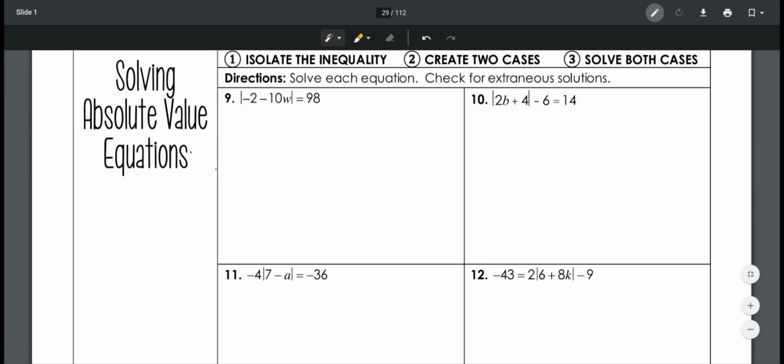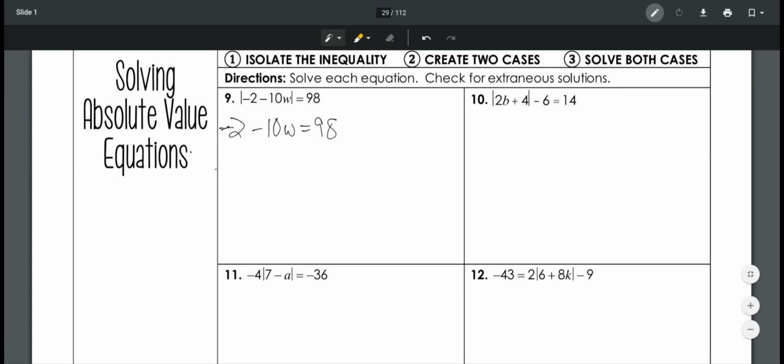So in this particular case, the first thing we do in number 9 is isolate the absolute value. I should say, not the inequality, but the absolute value. So our absolute value is isolated. Second thing we're going to do is set up two scenarios. We're going to completely drop the absolute value symbols, and the first scenario is just the equation without the absolute values. So negative 2 minus 10w equals 98.